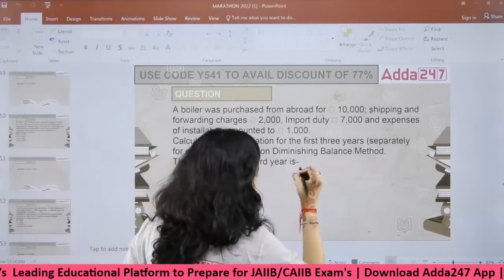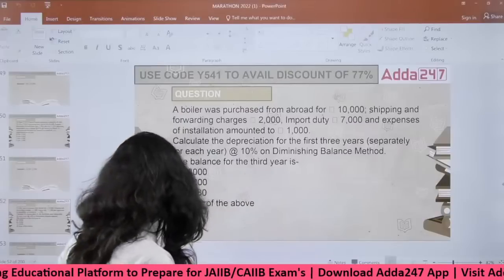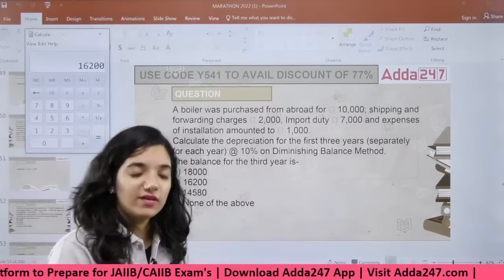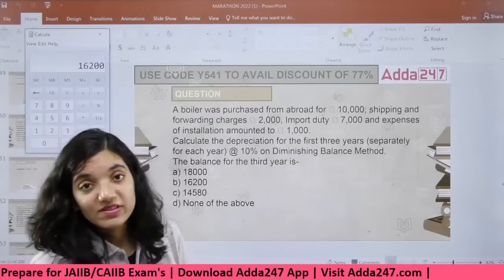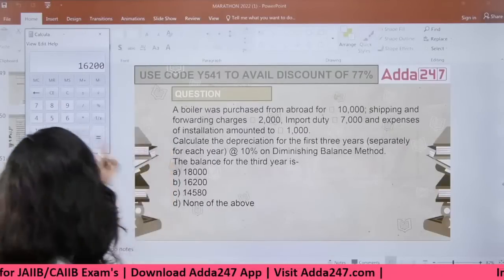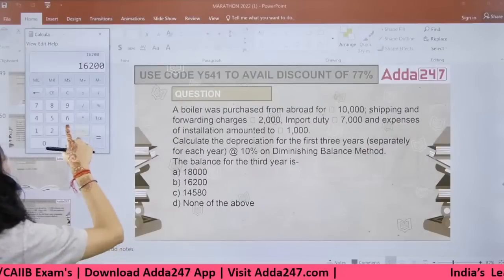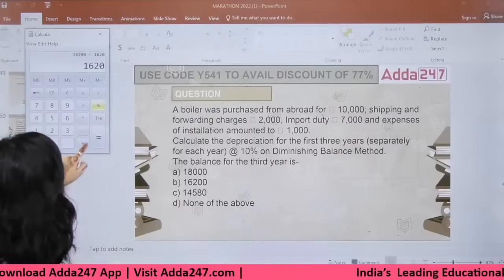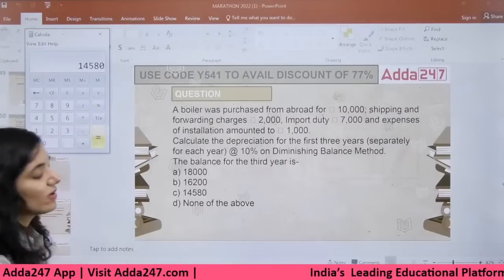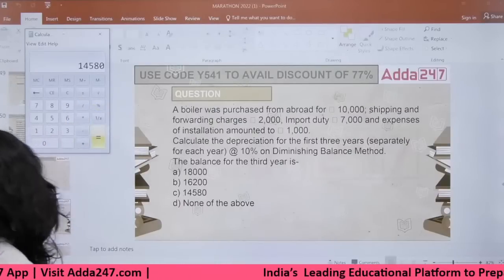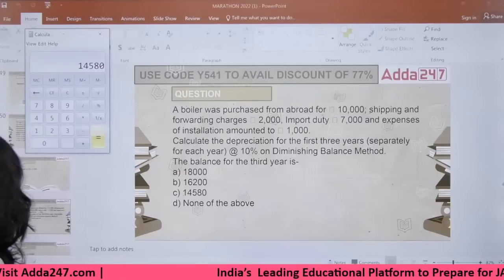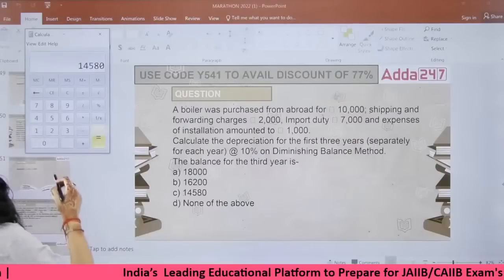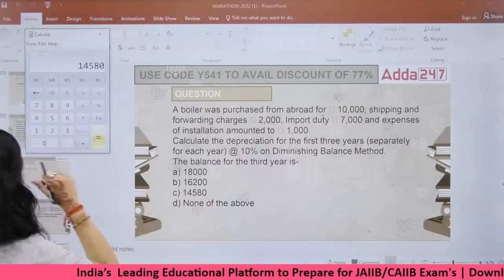First year, the opening value of this asset was 20,000. For the first year, depreciation was 2,000 rupees. For the second year, depreciation was 1,800 rupees. For the third year, when we depreciate it further, it is going to be 1,620 rupees depreciation. The value comes out to be 14,580. Right? So the value would be 14,580.